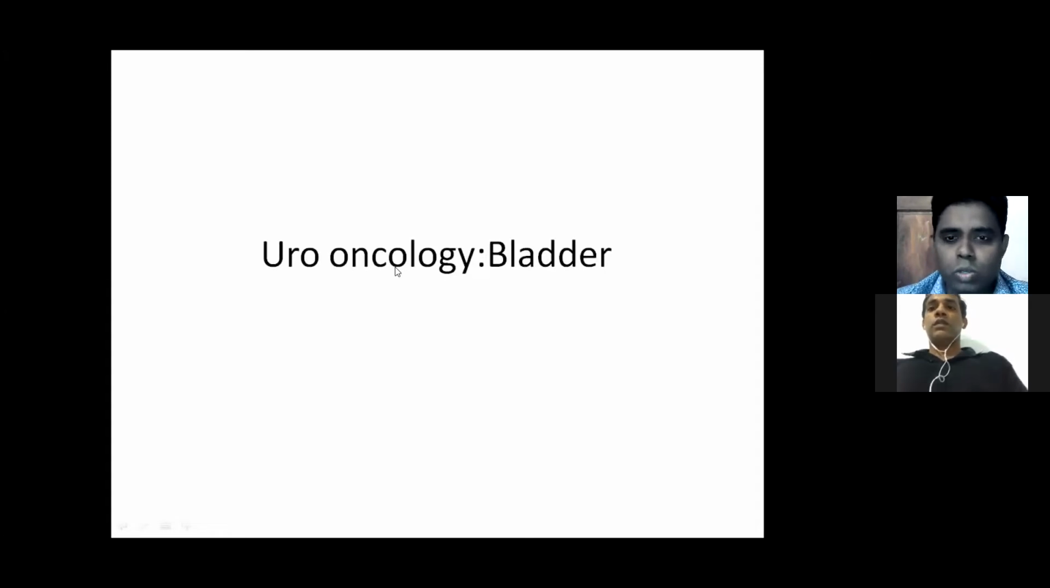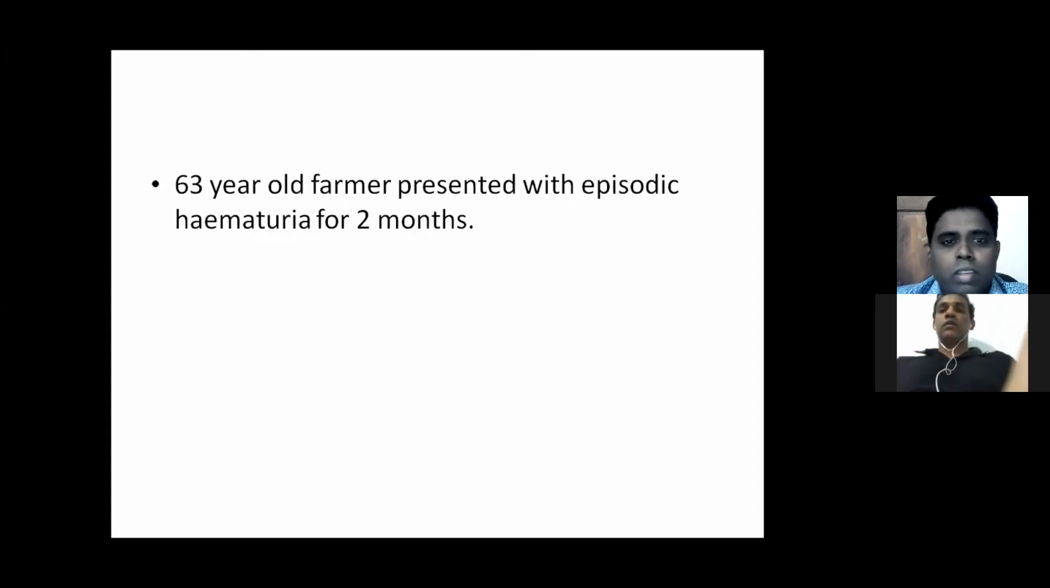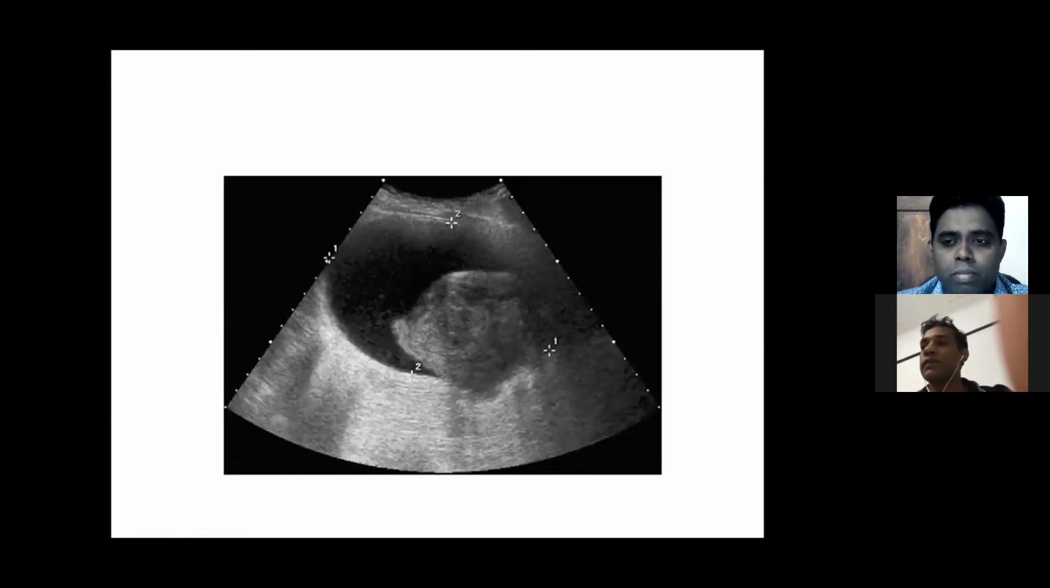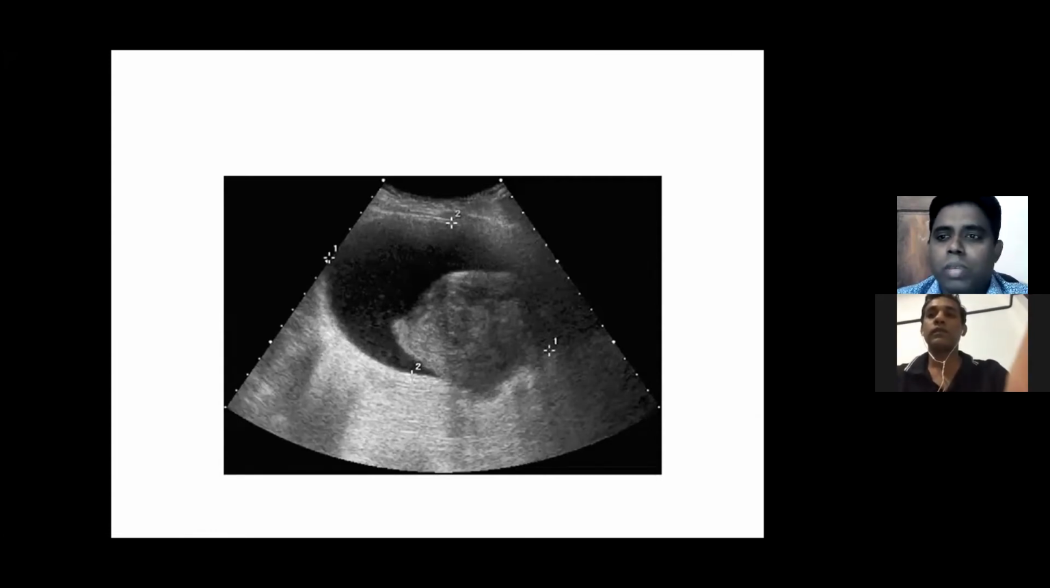So a 63-year-old farmer presented with episodic hematuria for 2 months duration. The general surgeon has seen the patient and already done the ultrasound scan, and is referring to you. What do you see in this scan?